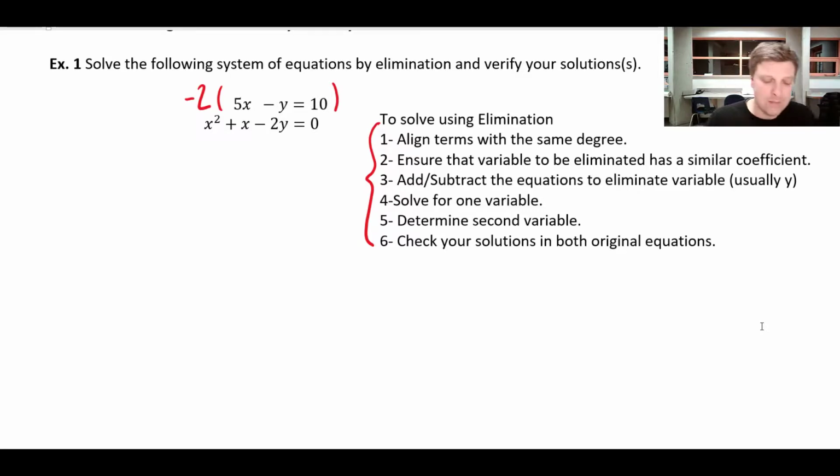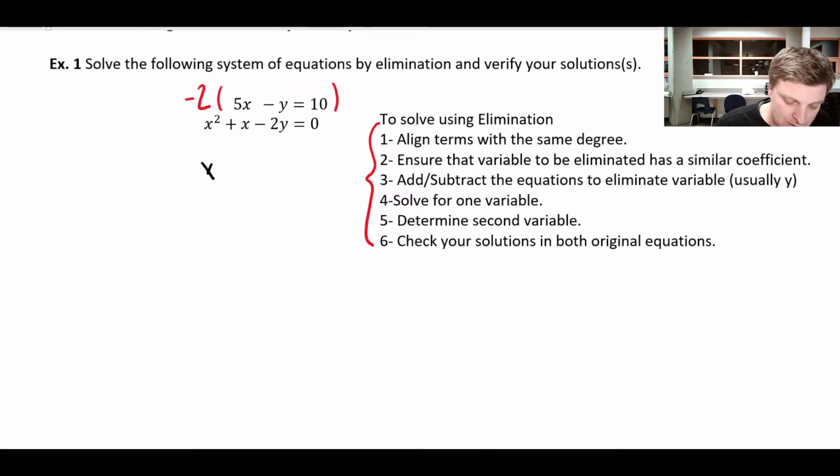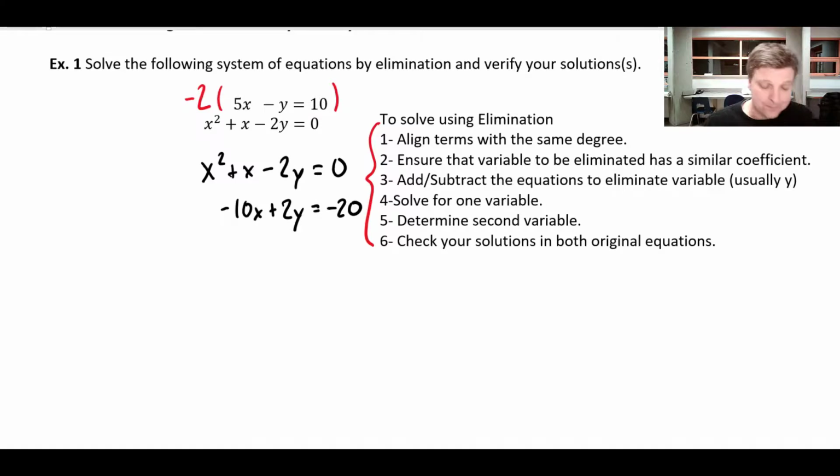Just the whole thing by -2. And so this first equation stays the same. It's still, or sorry, the second equation. So this is still x squared plus x minus 2y equals 0. But when I multiply this second equation by -2, I get minus 10x, and then I get plus 2y, and then I get equals -20. And so why did I choose -2?